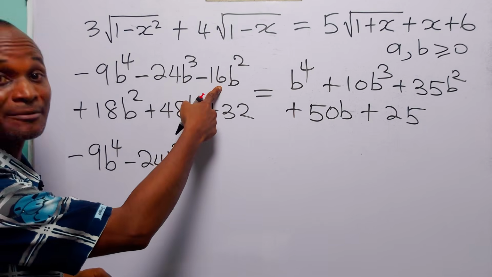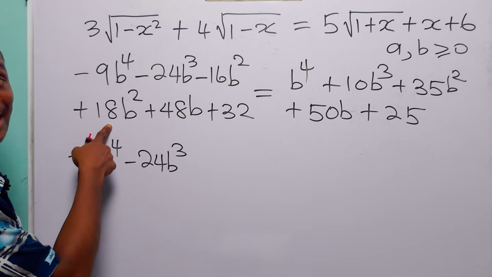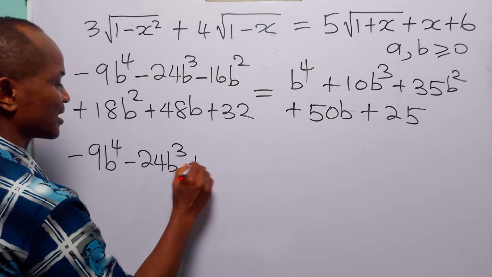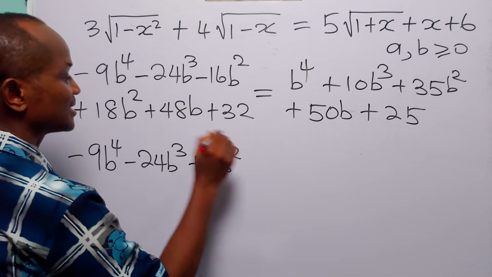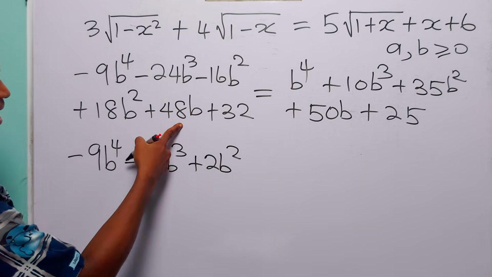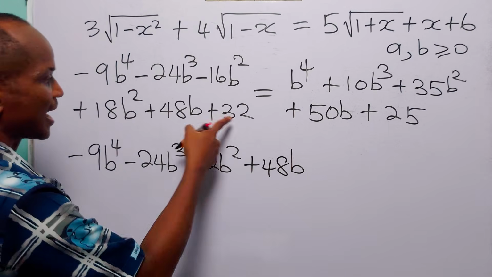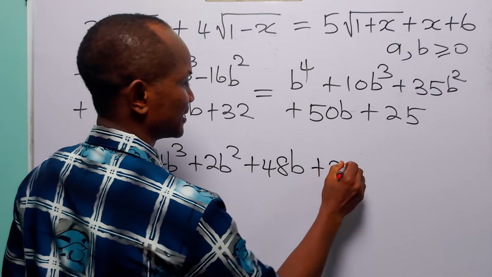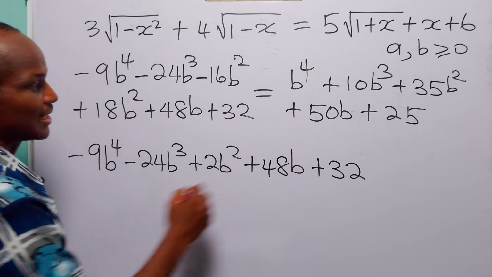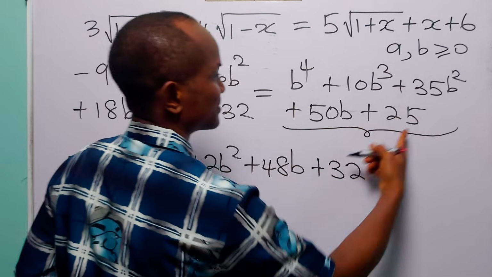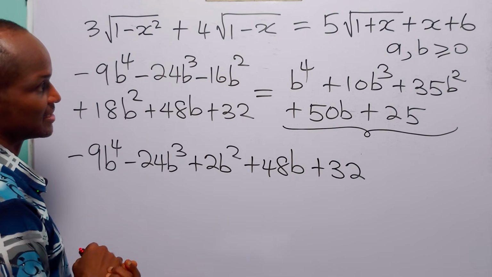Now, minus 16b squared plus 18b squared is going to give us plus 2b squared. Then we have plus 48b, and we have plus 32. Now let us move all these terms over to the left-hand side.